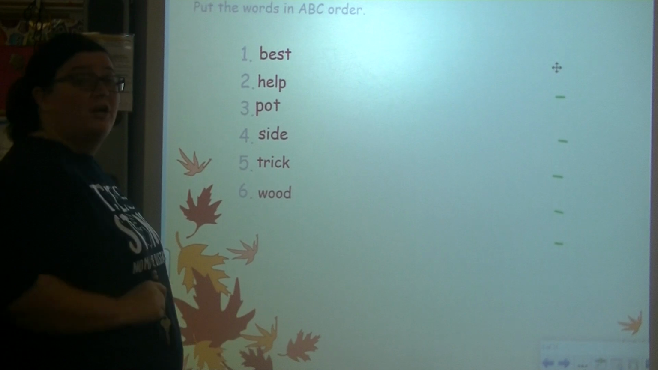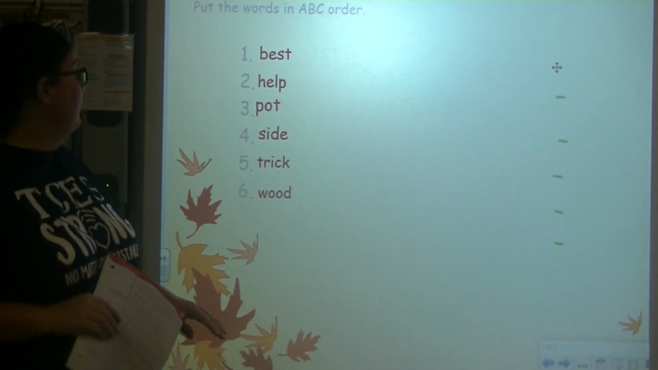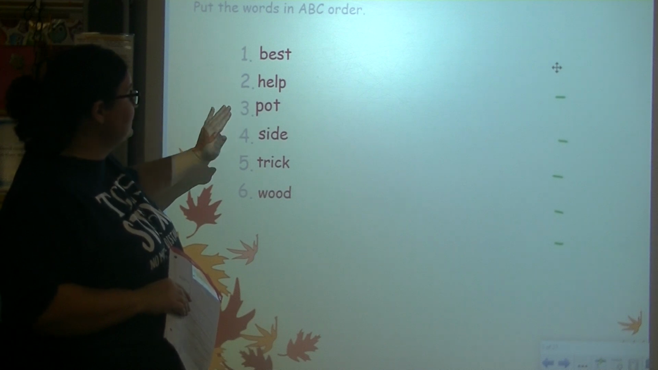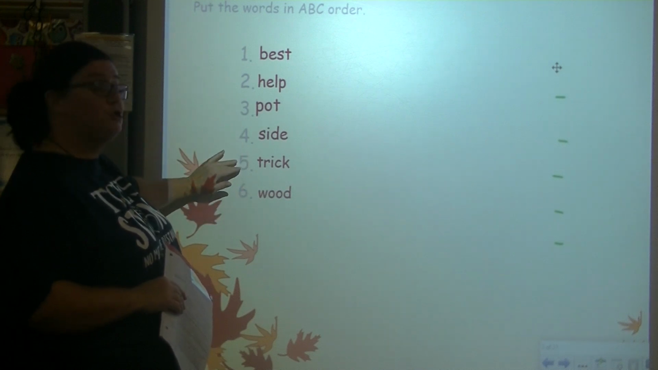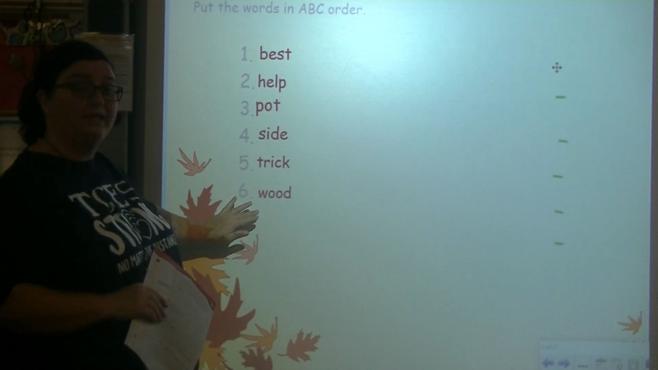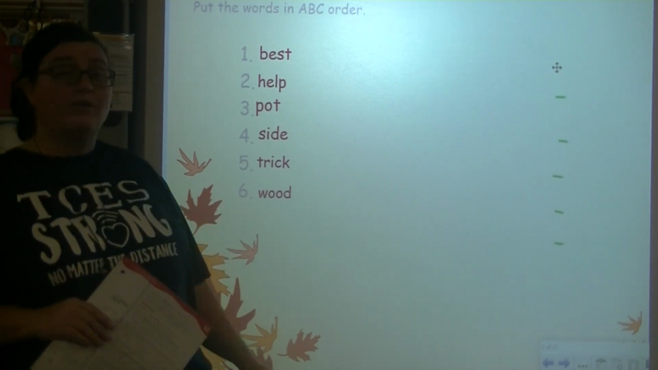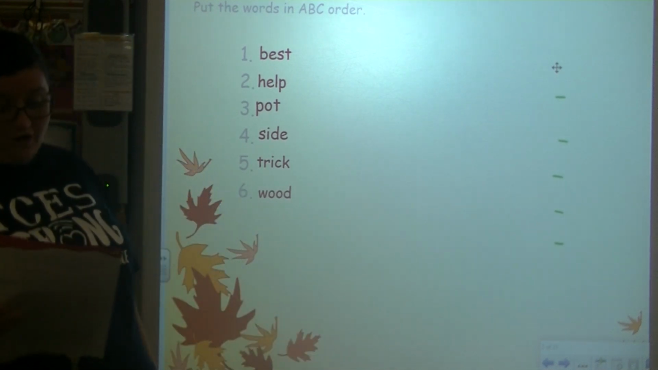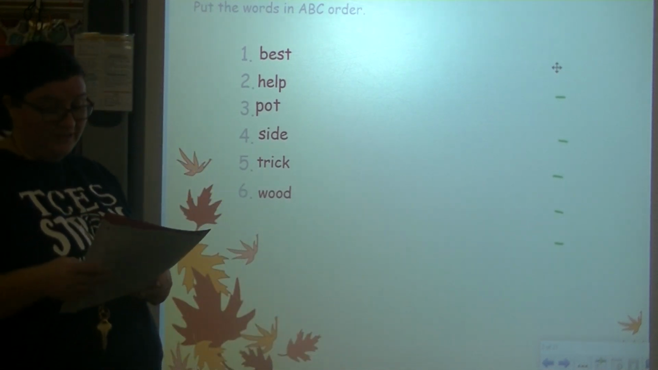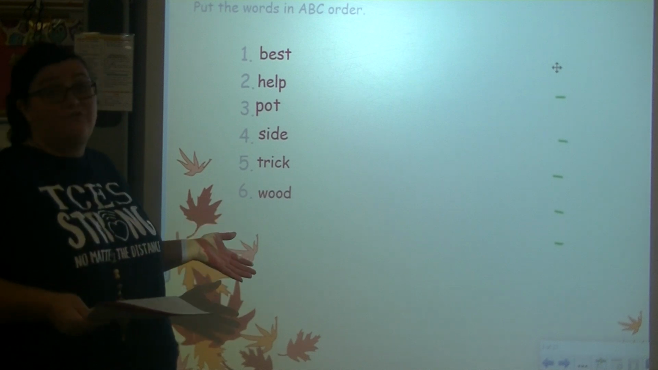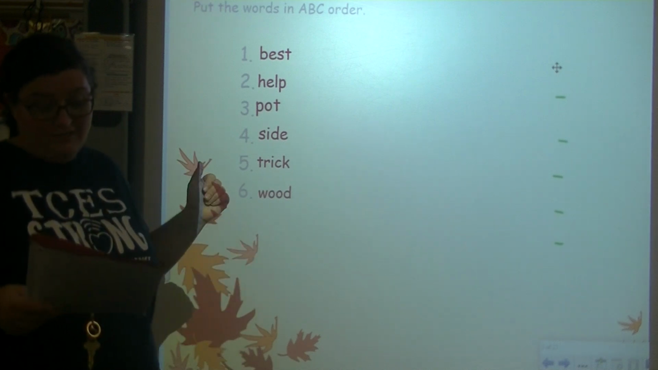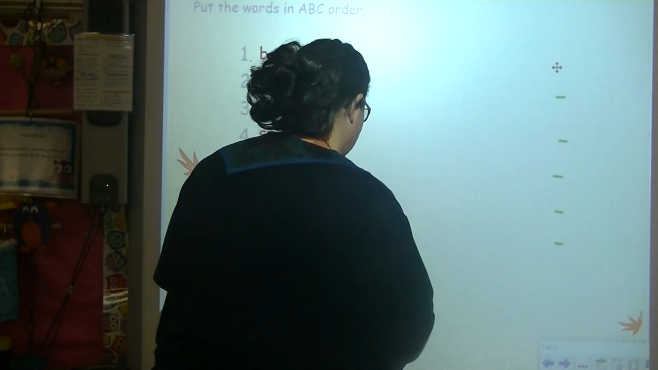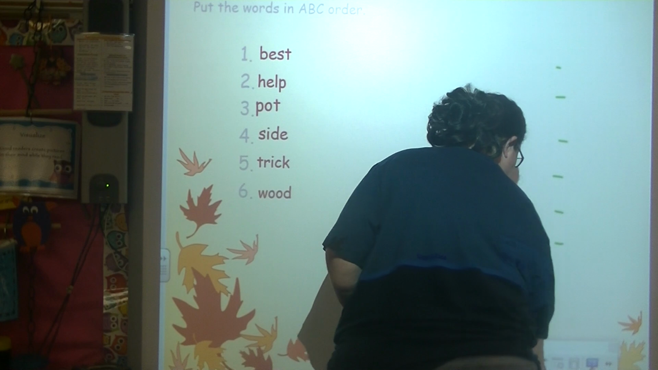So when we put these words in alphabetical order, we have best, help, hot, side, trick, and wood. Look at that, we were able to alphabetize a set of words. It's very easy once you figure out where your guide letter is. You'll be practicing soon. Let's get started on our actual lesson today.